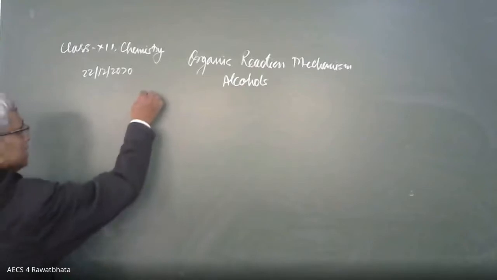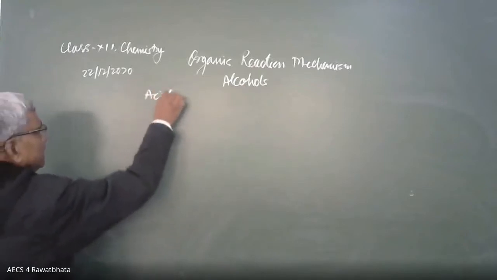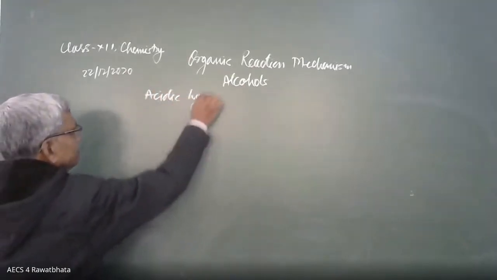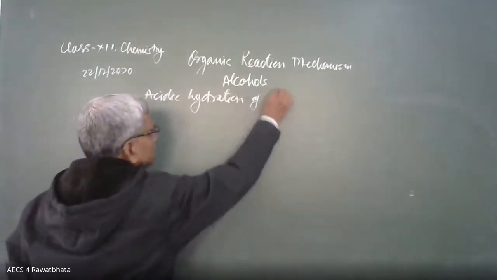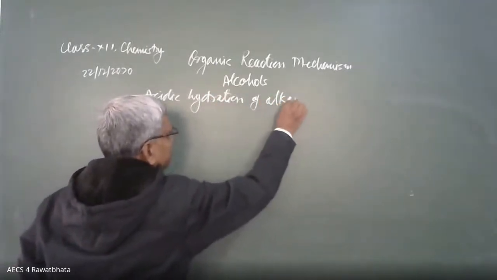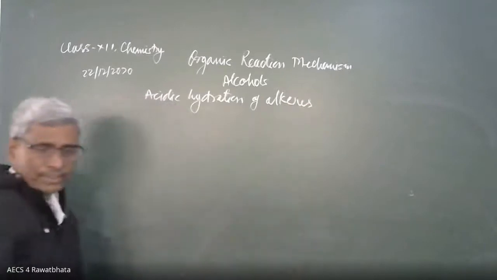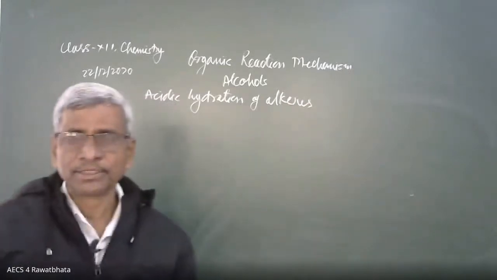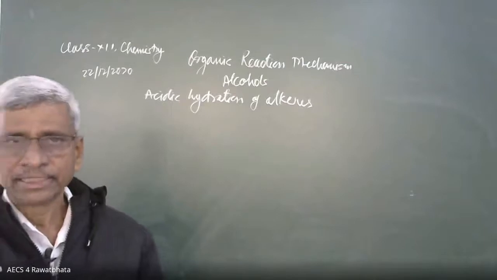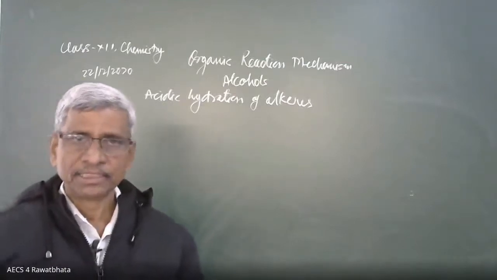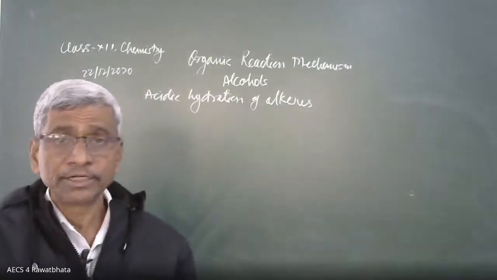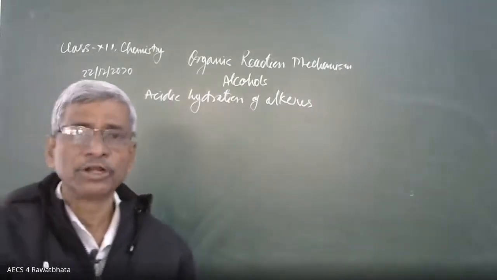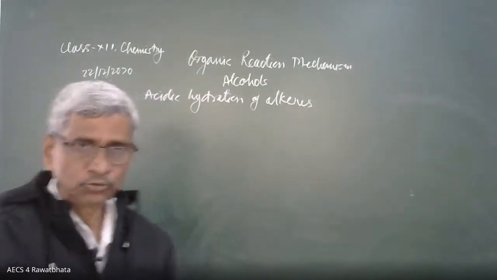So here is acidic hydration of alkenes. In this way, we are going to prepare alcohol from alkenes. This mechanism is in your syllabus. Dehydration of alkene and dehydration of alcohol and hydration of alkene. These are the two here.